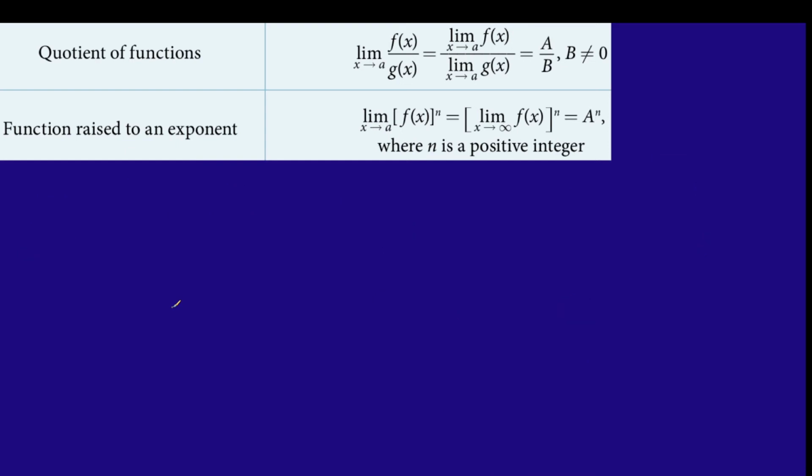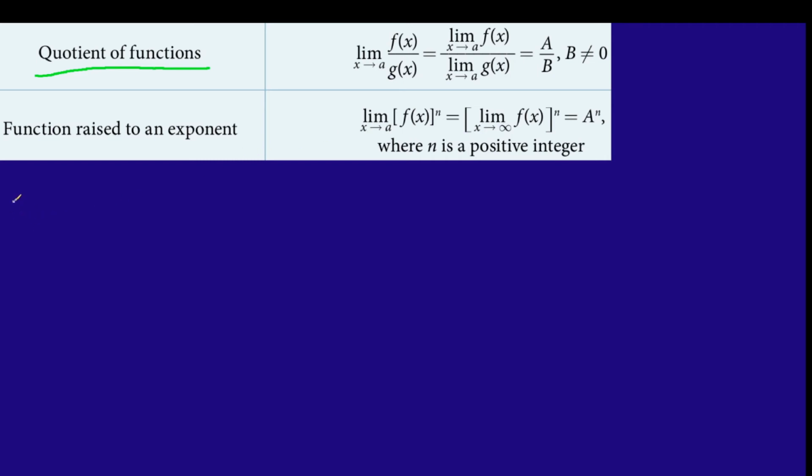Now we're going to be taking a look at our friend at the top here, quotient of functions. If I had to read this to you off to the right, I would say the limit of x approaching a of f of x over g of x equals the limit of x approaching a of f of x over the limit of x approaching a of g of x. I'm sure that does not make a lot of sense when you just talk about it. Let's do an example.